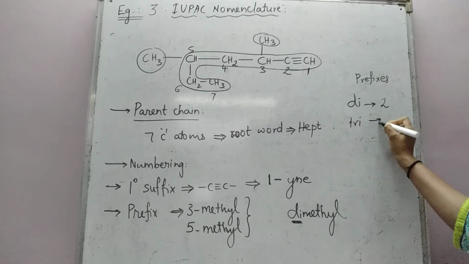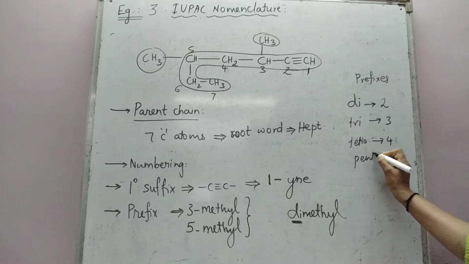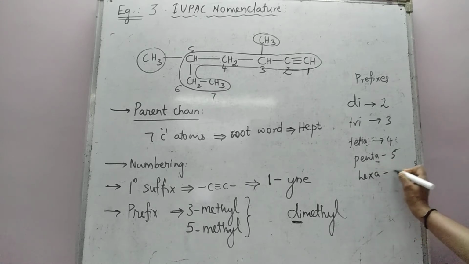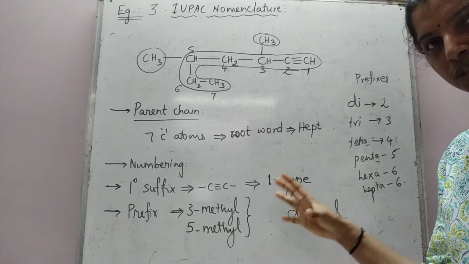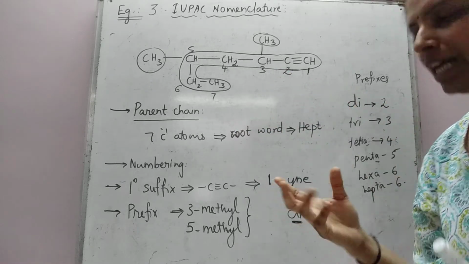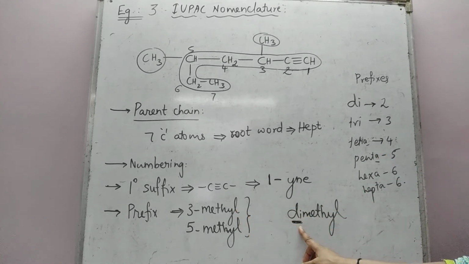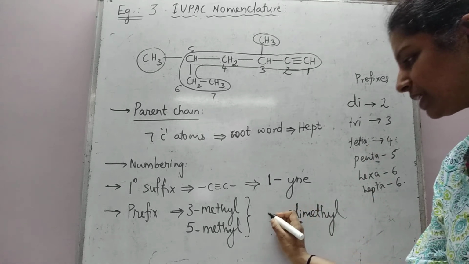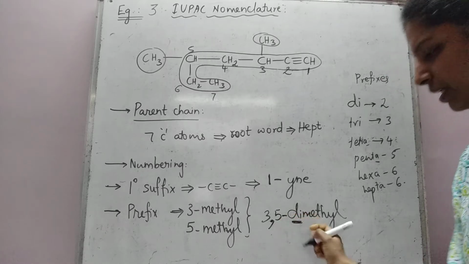When there are 3 similar groups, we use tri; tetra when there are 4 similar groups, penta when there are 5, hexa, hepta, like that. So if there had been 5 methyl groups as branches bonded to 5 carbon atoms, then we would have written pentamethyl. Now that there are 2 methyl groups, I have written dimethyl. These 2 methyl groups are present at the 3rd and 5th carbon atoms. So I will write 3,5-dimethyl.